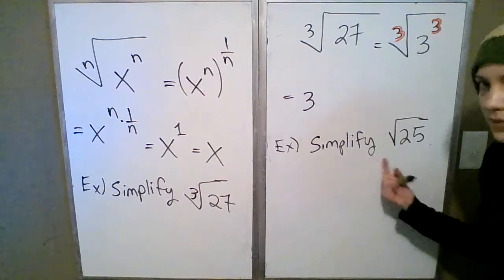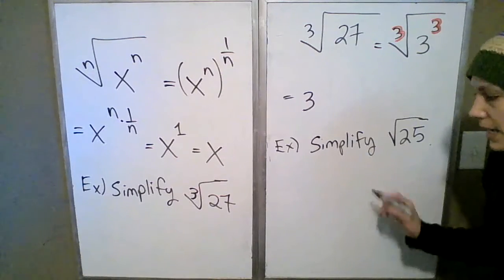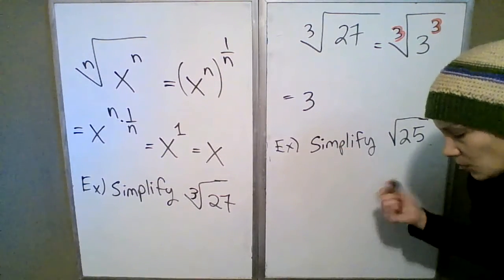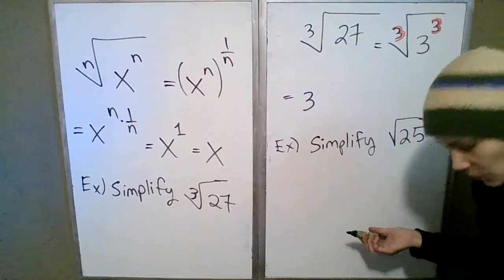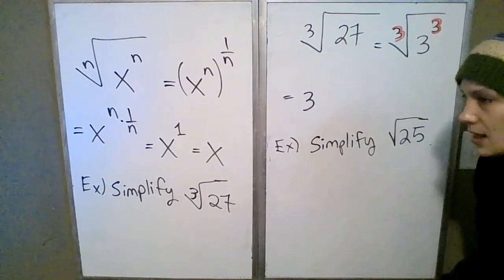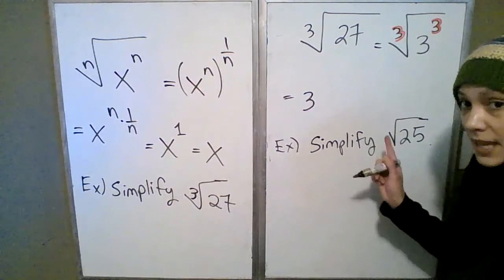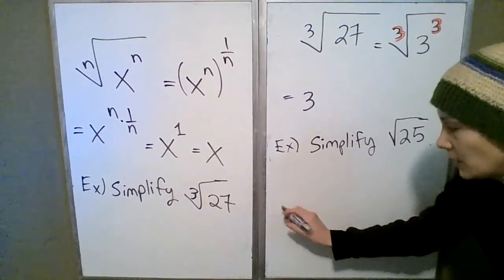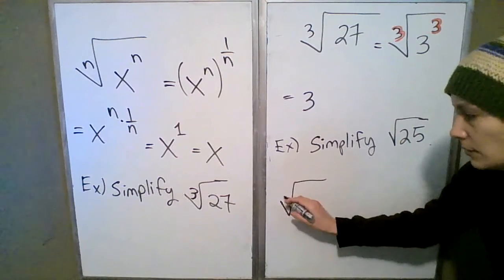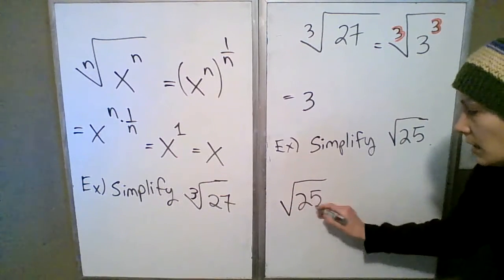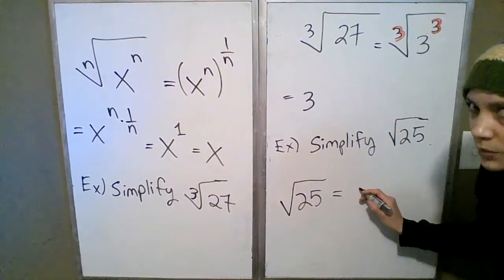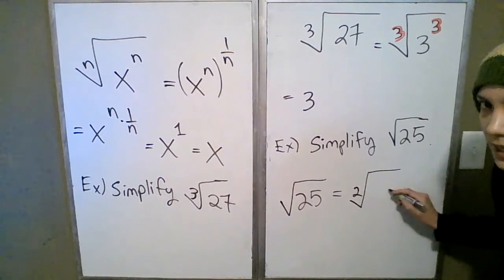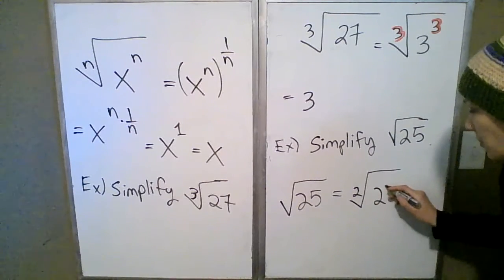Okay, so we want to simplify the root of 25. It's assumed that the root is 2 if there's no root written right there. So if there's just an empty spot, the root of 25, you just need to know that it's a square root. It's just 2 as your root, and then under there is 25, which we're going to factor.